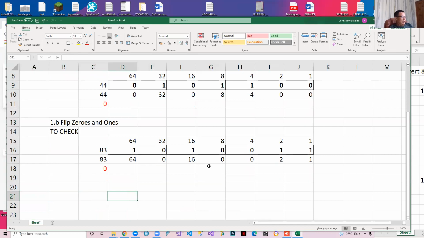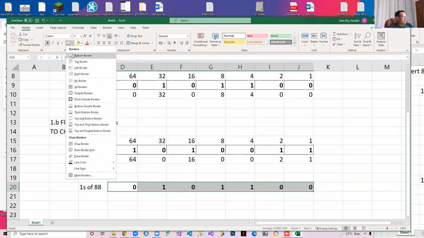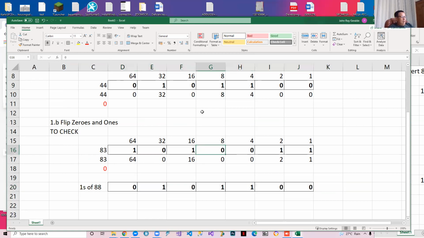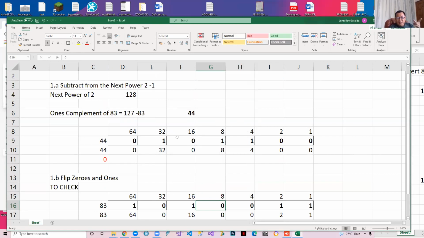So therefore, okay, the ones complement of 83 is, we'll just flip this. 0, 1, 0, 1, 1, 0, 0. No? So that's what we have. Just doing it again, no? Okay. You follow? Anyway, this is already in our Dagler site.